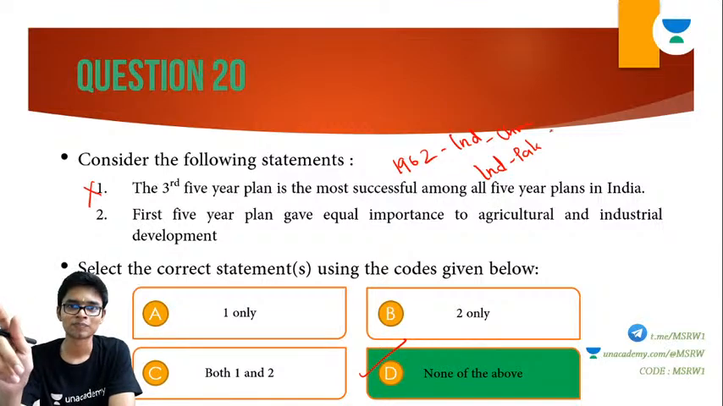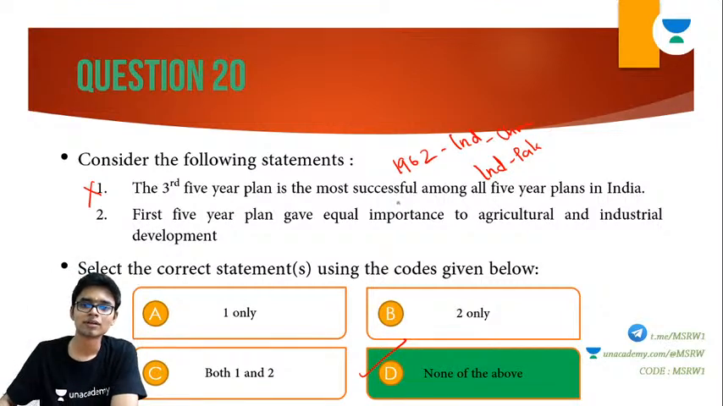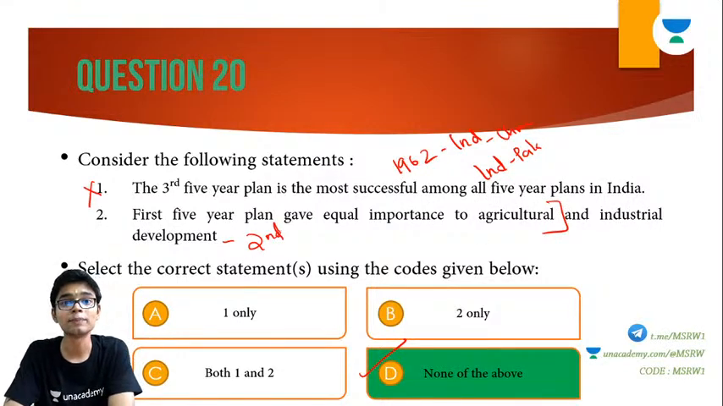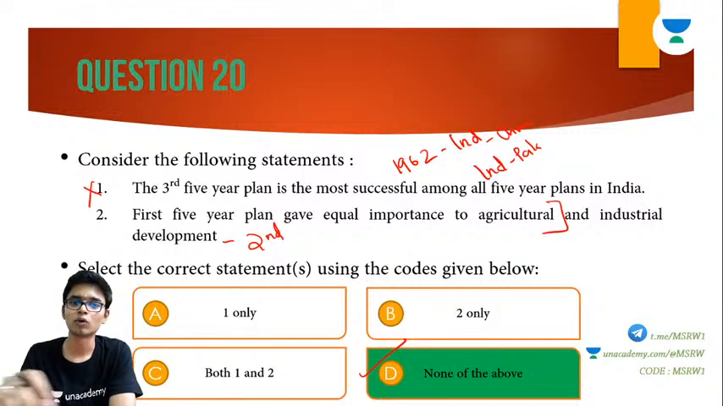So one is wrong. Second one, first five-year plan gave equal importance to agriculture and industrial development. No. First gave importance to agriculture. Industrial development came in the second five-year plan, which was based on PC Mahalanobis's theory. The first one was based on the Harrod model. Second five-year plan was based on the Mahalanobis model, and that gave importance to industrial development. Both are wrong. Answer is option D.